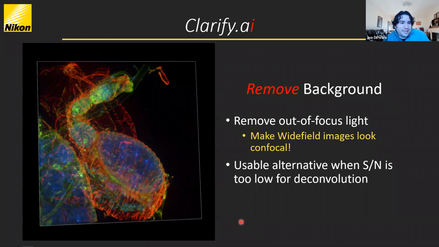And what's nice about it is that it works on images that have really low signal to noise. Traditionally, people would do deconvolution on a wide field image to get this effect, which works really well and is quantifiable, right? But you need a certain level of signal to noise to do it. So if you don't have that, this can maybe be beneficial as well.